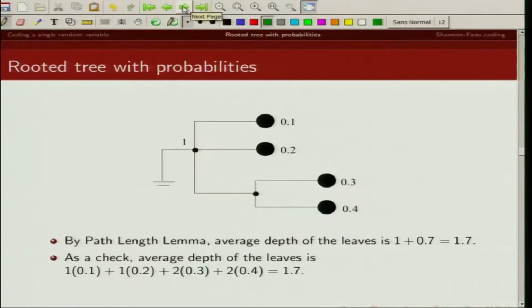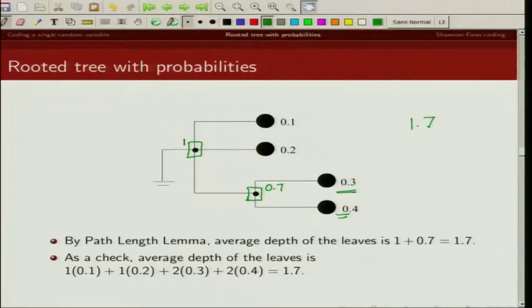Take this example. Now, what is the sum of probabilities of the nodes including the root node? This probability is 1, and what is this probability? The sum of probabilities of these two nodes. So this probability is 0.7. So the sum of probabilities of all the nodes including the root node is 1.7.